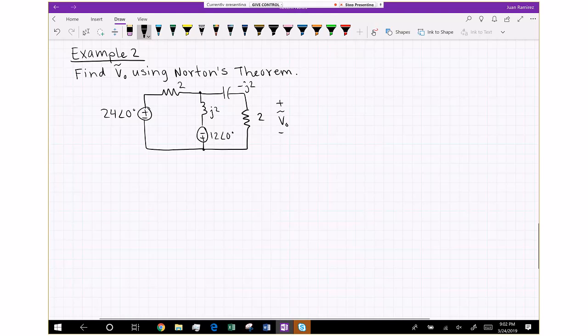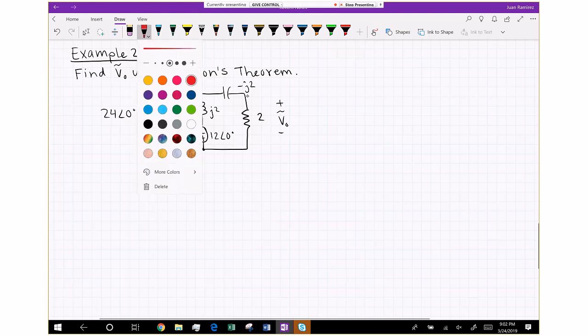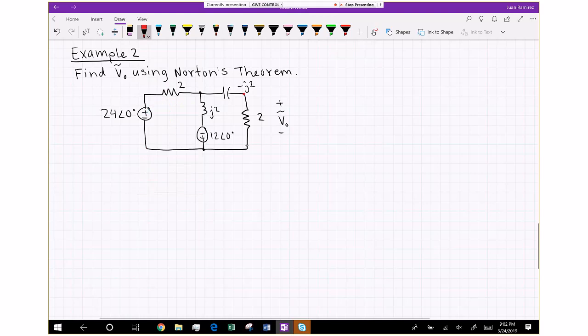Okay, step one of Norton's theorem. Again, of course, the load will be the 2 points across that 2 ohm impedance on the right, since we're looking for the V out, or that output voltage at that point. So that's your load. Step one, we're going to look for the short circuit current.